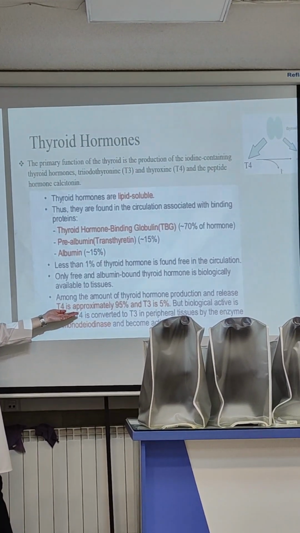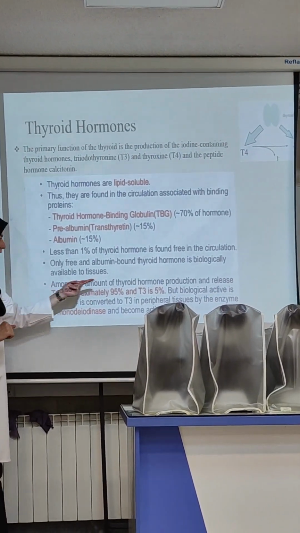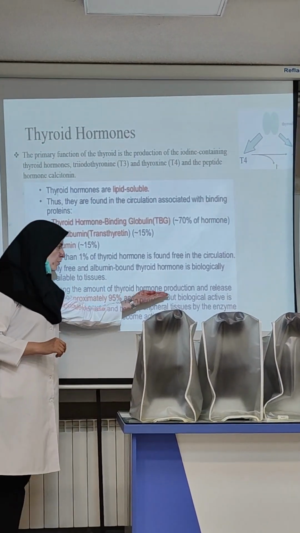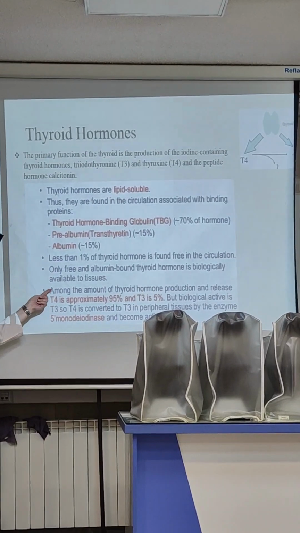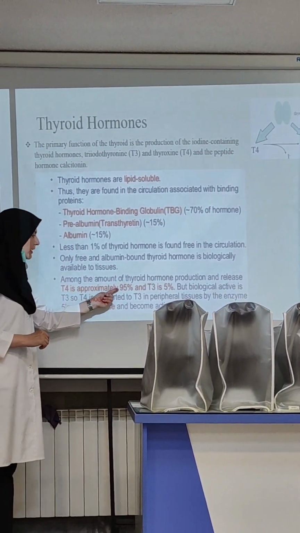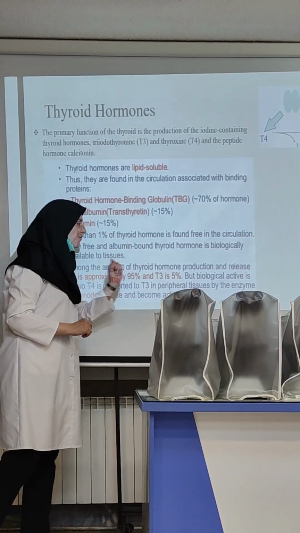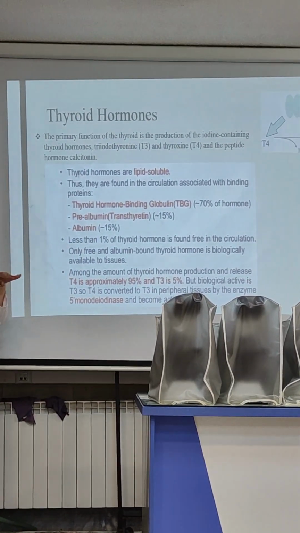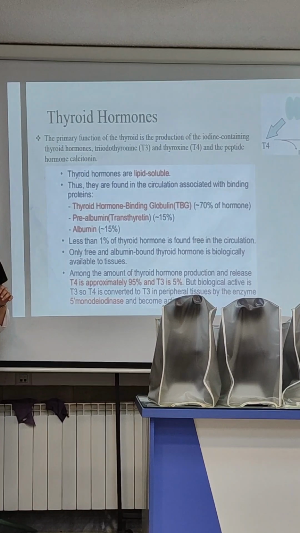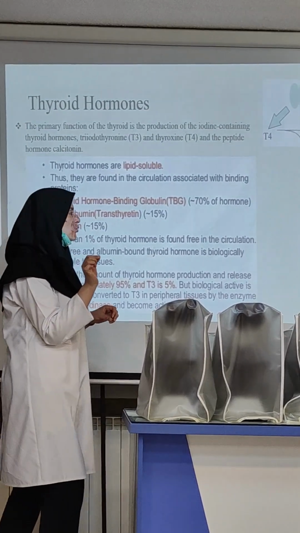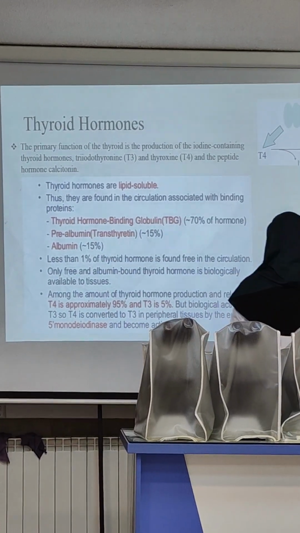If I want to compare the concentration of T4 with T3, in the actual amount of thyroid hormone production and release, T4 is approximately 95% and T3 is 5%. If you compare the concentration, only 5% is T3, but the biologically active form of the thyroid hormone is T3.